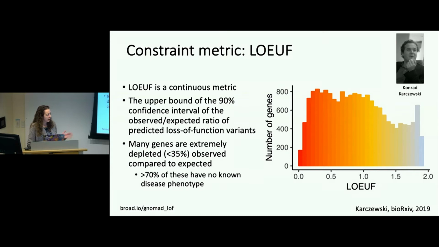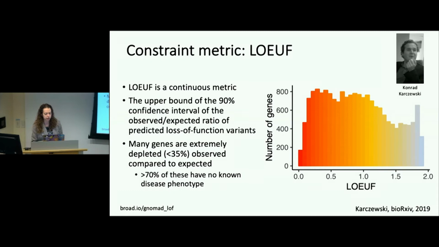What it does is take the observed over expected value, and you get a number for that, like the percent of loss of function that you see, but then it puts a confidence interval on it and takes the upper confidence interval to add some statistical adjustment. With that, we still see that there are many genes. There's still about 3,000 genes that have less than 35% observed over expected variation. And still, despite having constraint scores for a number of years now, over 70 of these have no known disease phenotype. So we think there's still a lot of human biology and disease genes to be discovered.